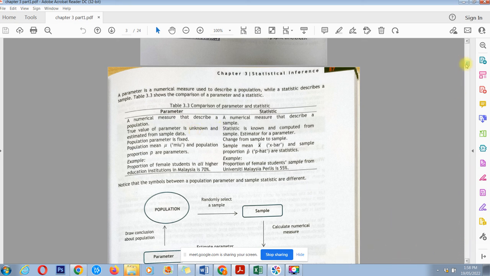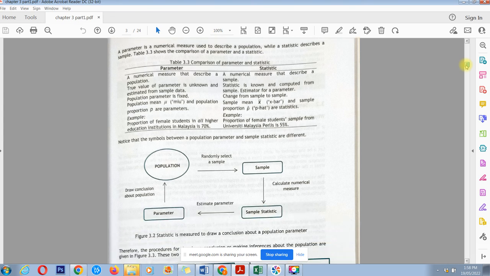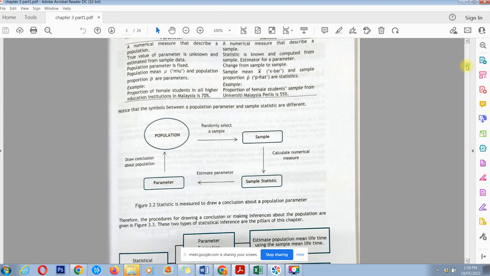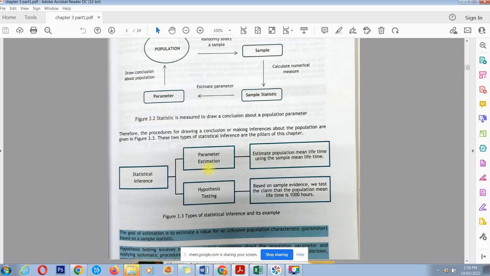So this is the whole picture. We have a population, and then we take a random sample, and then we calculate the numerical measurement, and then we have a sample statistic, and then we estimate the parameter for the population, and we draw the conclusion.